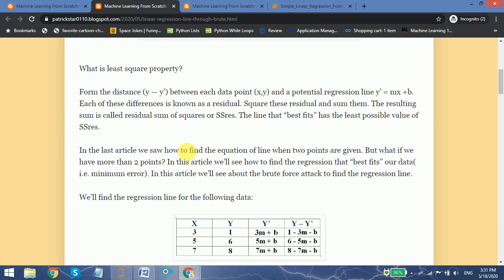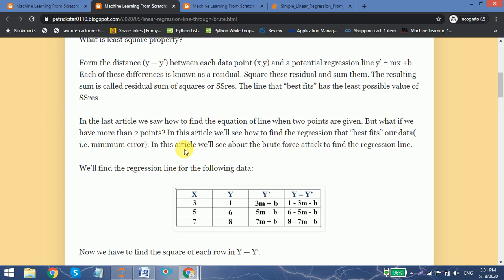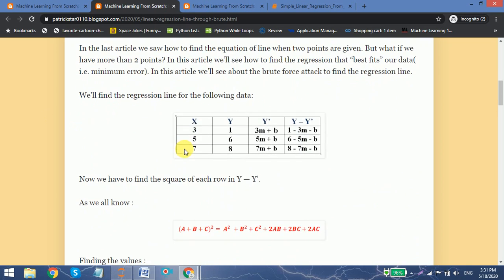Let's take an example so we can understand better. Let's say our data set has x and y points that are 3, 1, 5, 6 and 7, 8, and our y dash is called y predicted, equal to mx plus b. So here x is 3, so we have 3m plus b, and we can calculate the error as y minus y dash, so 1 minus 3m minus b. We did the same for the rest of the data.